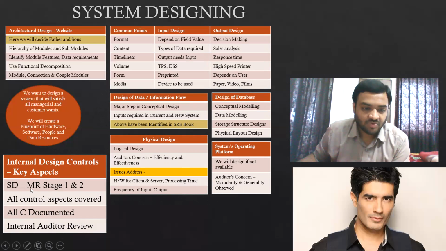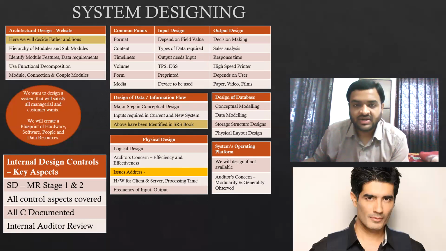Now, this management report, MRS, management report for stage 1 and stage 2, we will refer to the system designer. Why will we refer it to the system designer? So that he can understand whether he is able to prepare the software as per the requirements of the organization or not. So first we will prepare a management report for stage 1 and stage 2, and then we will refer it to the system designer.